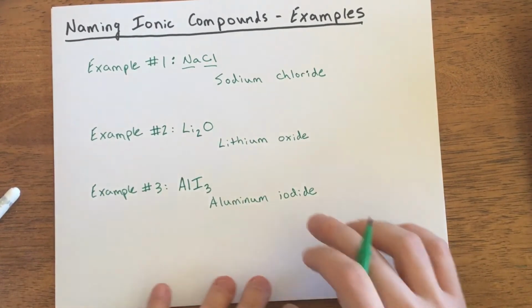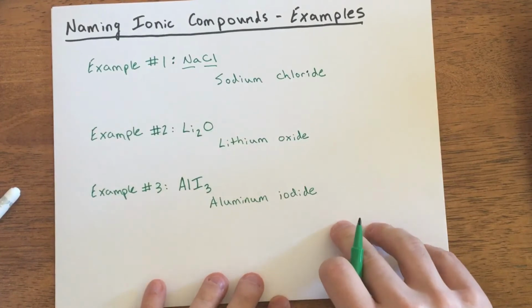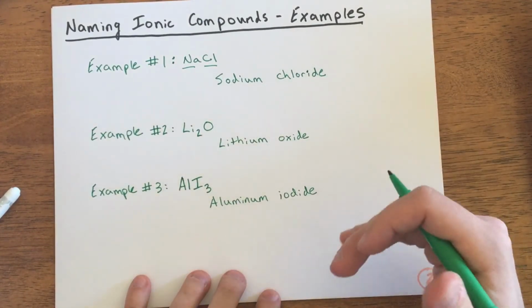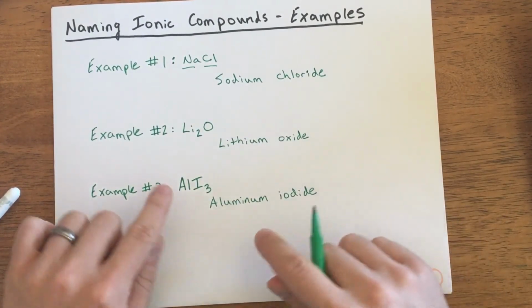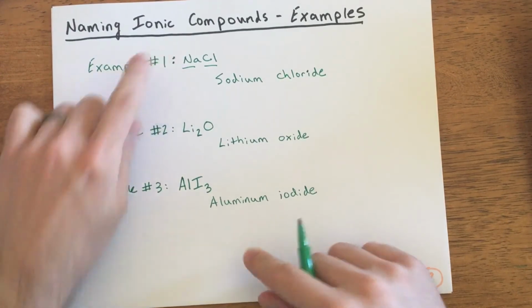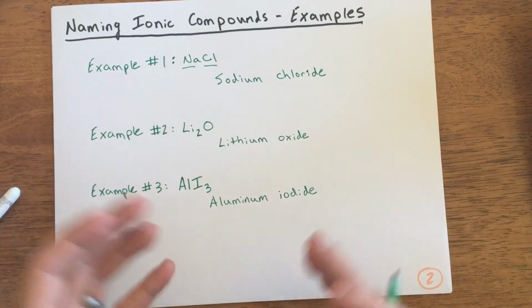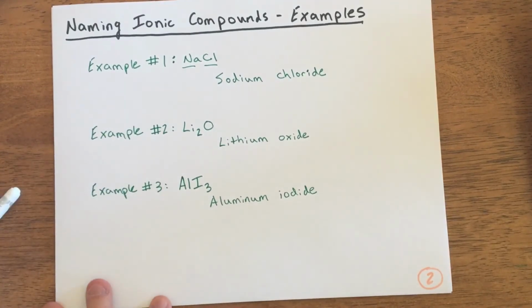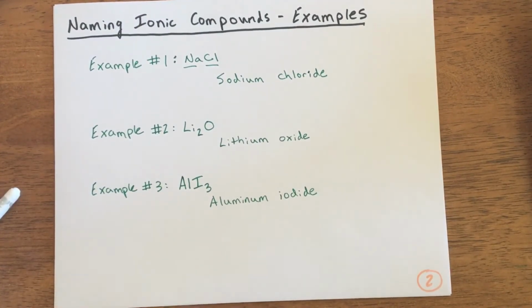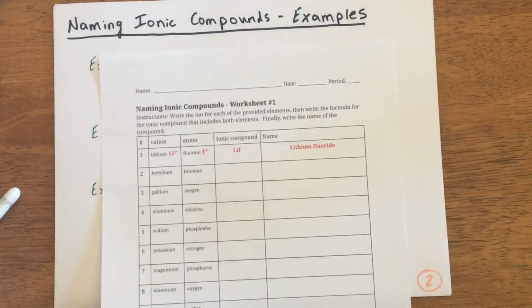And the reason why we don't have fancy prefixes on these is because the ions themselves have charges that force the compounds to be in these ratios. So in the next video, when we take a look at going backwards, going from name to formula, you'll see why we don't actually need the prefixes on there. Let's take a look at the worksheet that I'd like you guys to try based on this.